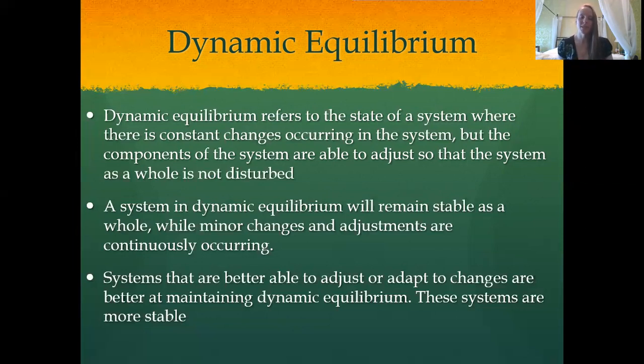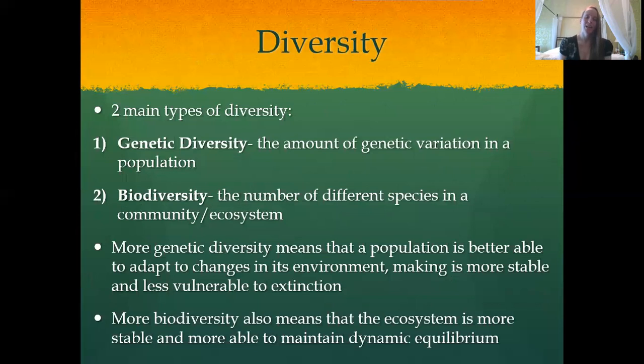Systems or ecosystems that are better able to adjust or adapt to changes are better at maintaining dynamic equilibrium and are therefore more stable. When it comes to dynamic equilibrium, diversity is super important, and there are two different types of diversity. The first is genetic diversity, which is the amount of genetic variation in a population. So when we're talking genetic diversity, we're only looking at one population or one species at a time.